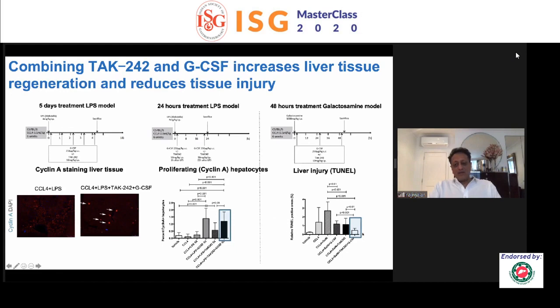And if you look at liver injury using TUNEL, there is a very markedly reduced injury while you're improving regeneration. So there is an inhibitor of regeneration in the liver, which we think is inflammation. And so we are now proposing to do a study using a combination of TAK242 and GCSF. We've got a grant with the EU, so if we get that, then we'll start that study.